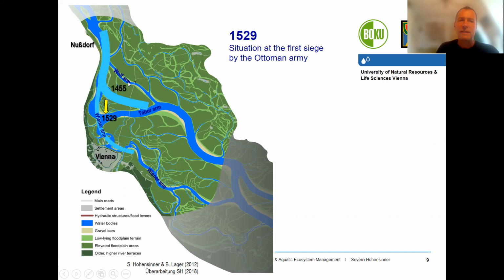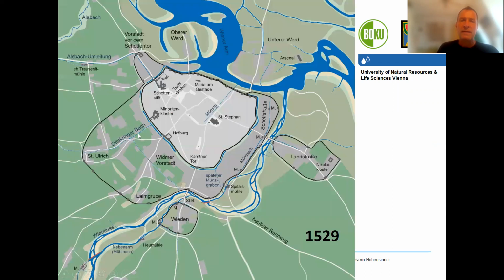But we already have information that in 1455, the main arm was further north, and in the next 70 years, it shifted gradually towards south. Here's a detail of the reconstruction from a historical city center. We see the medieval fortification system. We see the Wiener arm, the side arm of the Danube River. We see a large tributary, the Wien River.